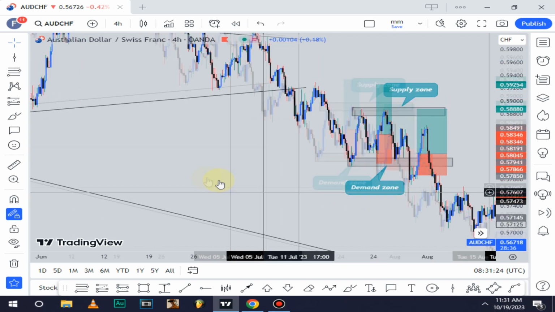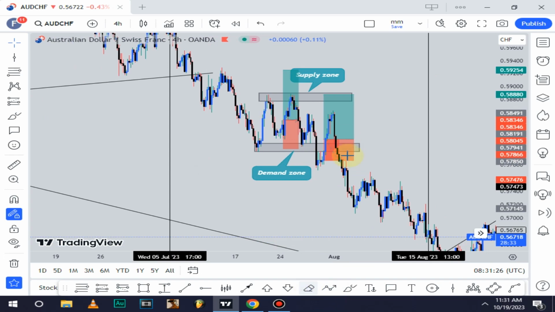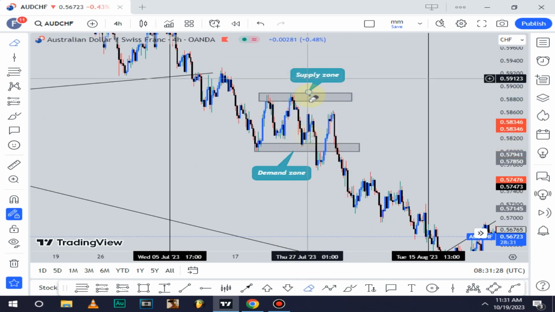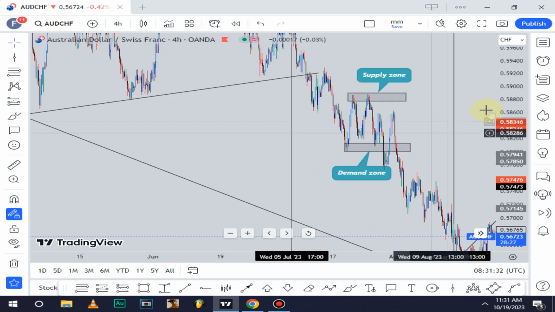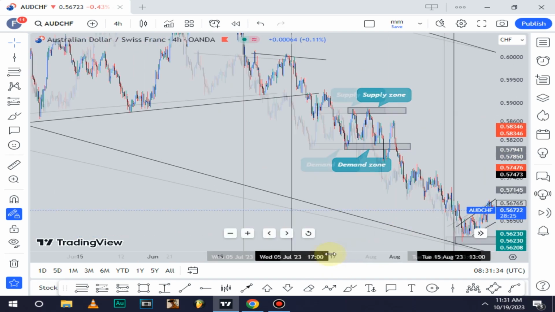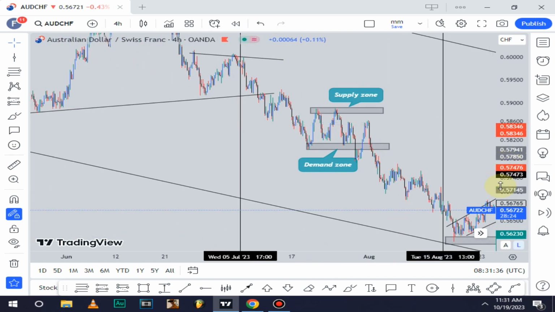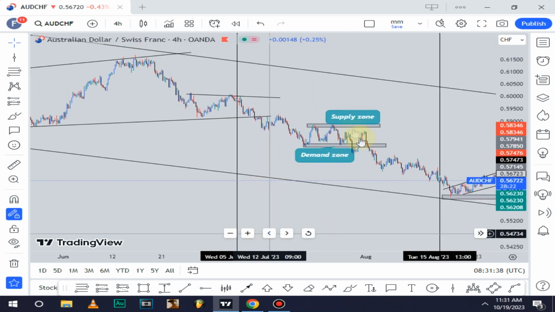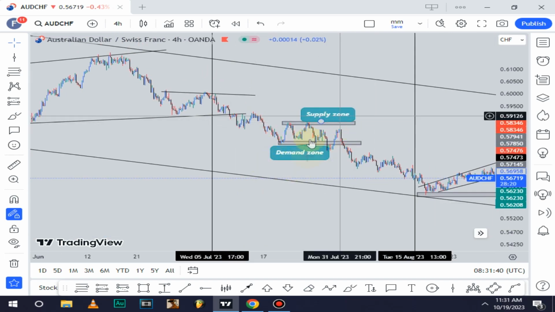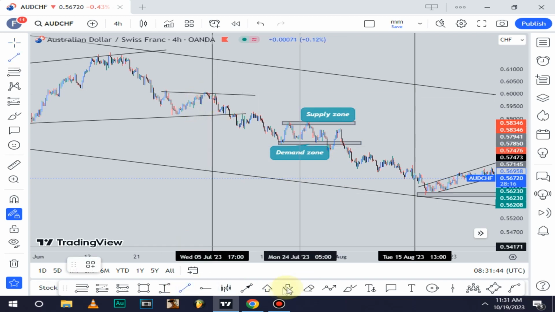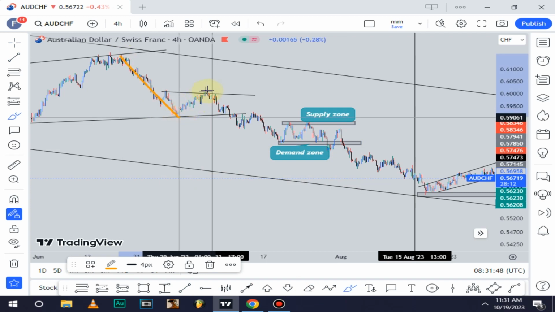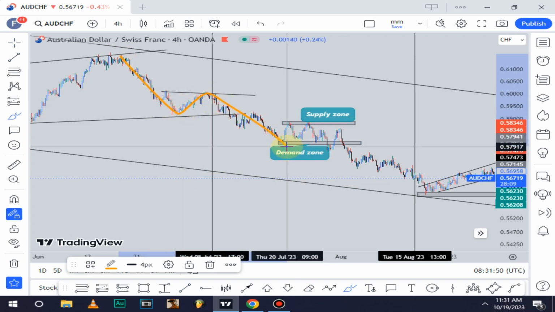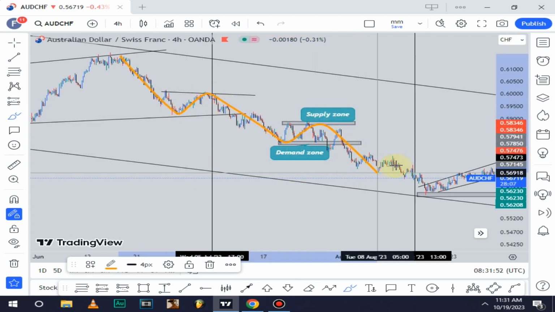Let's try and understand what went wrong. The problem was you were in a bad market. Generally we are in a downtrend. So what gave you the reason to take a buy position over here? Let me give you an illustration. Price in a downtrend makes lower low, lower high, lower low, lower high, lower low, lower high.